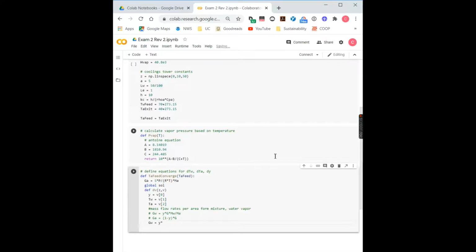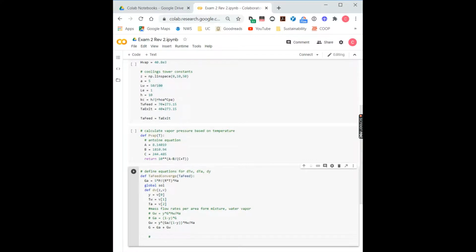So this will be the mole fraction of the water multiplied by the mass flow of the air divided by 1 minus the mole fraction of the water, times the molecular weight of water divided by the molecular weight of the air. And finally, we know that the total mass flow rate per area of the water vapor mixture G will be equal to the sum of the mass flow rate per area of the air plus the mass flow rate per area of the water.